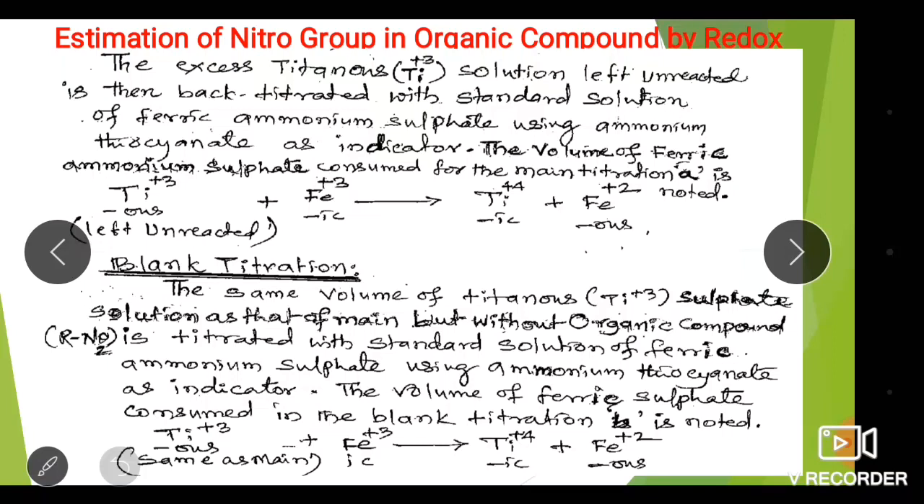Similar procedure is there. The volume of ferric sulfate consumed in the blank titration is what B is noted. This B is nothing but the amount of ferric ammonium sulfate required to neutralize this titanium sulfate solution. The overall reaction is a redox reaction. Titanium gets oxidized and Fe+3 gets reduced, using ammonium thiocyanate as an indicator.